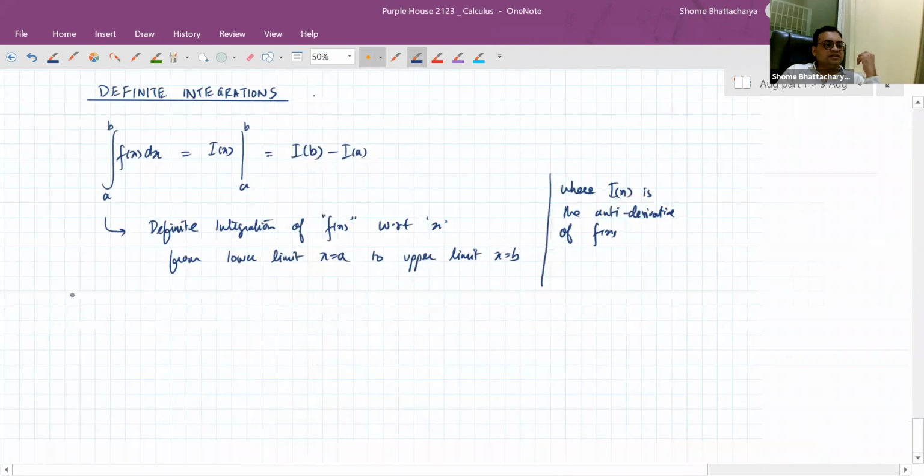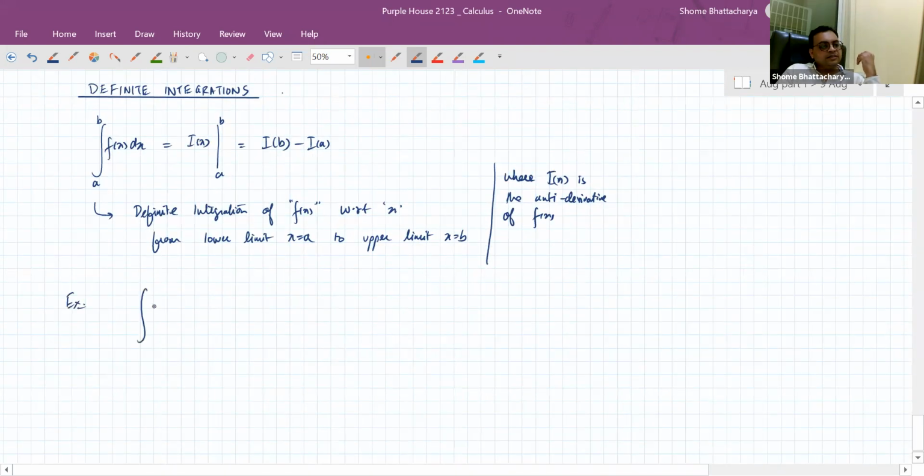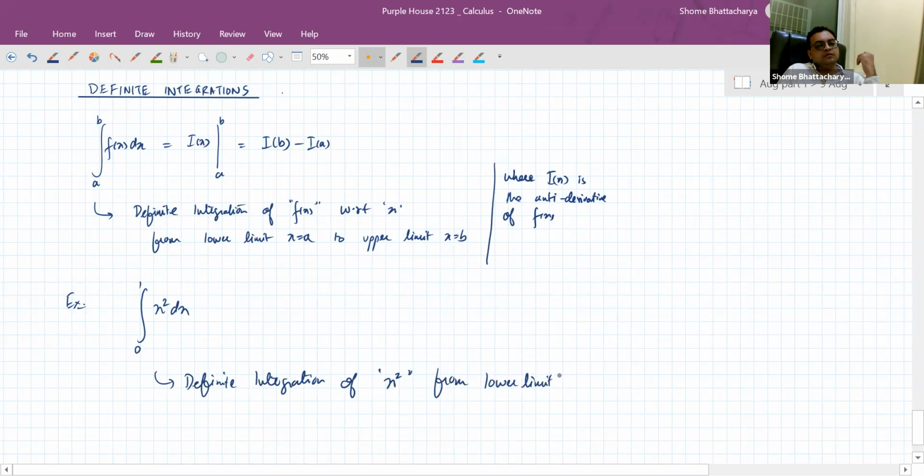So let's understand this with an example. It will become very clear. Suppose we are integrating x square, but we also put these two values, 0 and 1. That means we are doing definite integration of the function x square from lower limit x equal to 0 to upper limit x equal to 1. First step, we'll calculate the antiderivative of x square, which we know is x cubed by 3 plus c.